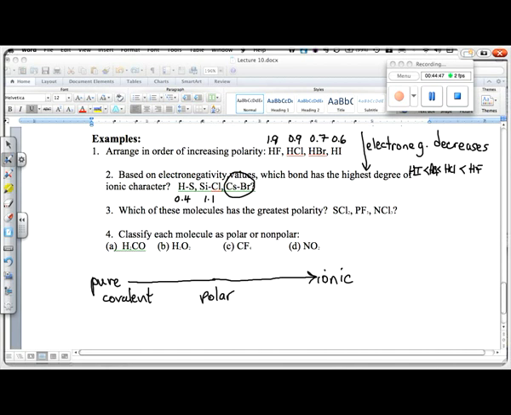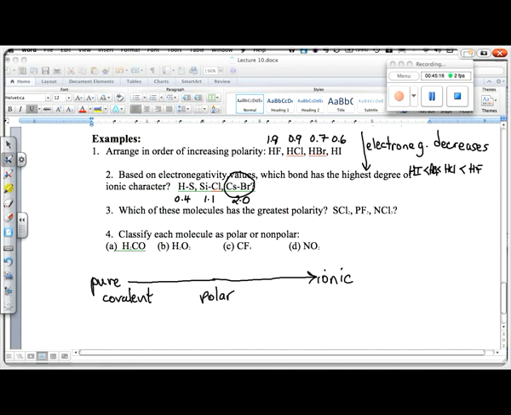And cesium and bromine, 2.8 minus 0.8, 2.0. Right, so cesium is pretty far down on the alkali metals, so its electronegativity is pretty small. Bromine over there in the halogens is pretty large, so it's right on our cutoff for ionic. Right? Which of these molecules has the greatest polarity?